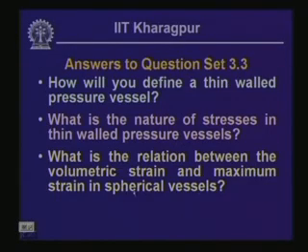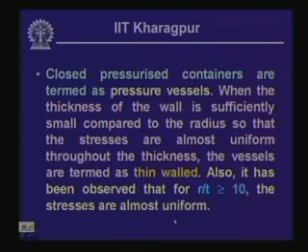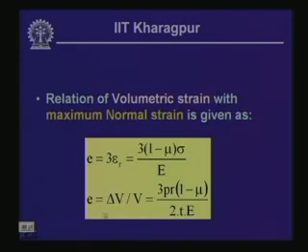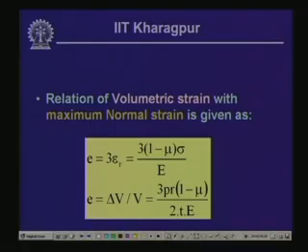Now, the last question which is posed is, what is the relation between the volumetric strain and maximum strain in spherical vessels? Let us look into this in light of the discussions which we had in relation to the derivation of the strain. You remember that the volumetric strain E we had defined as the change in the volume to the original volume, which is defined here as E equals delta V by V.